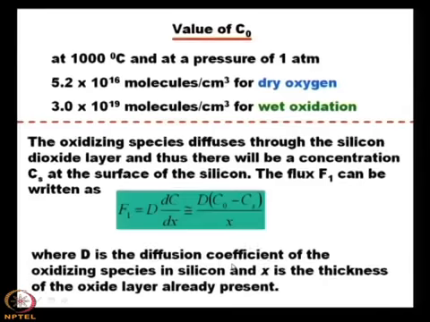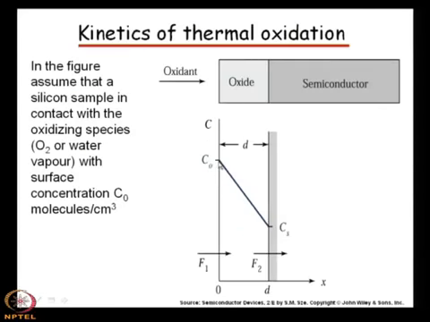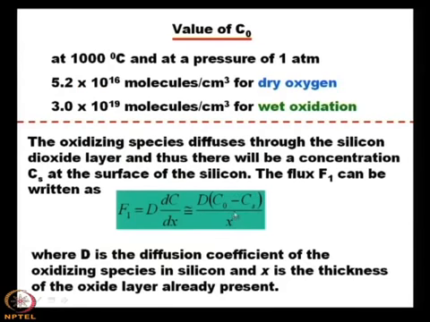Now, the flux at F1 can be written as D dC by dx, which equals D times (C0 minus Cs) by x. Remember that this is C0 and this is Cs. So, (C0 minus Cs) by x is the concentration gradient, because dC by dx is the concentration gradient, where D is the diffusion coefficient of the oxidizing species in silicon and x is the thickness of the oxide layer already present.